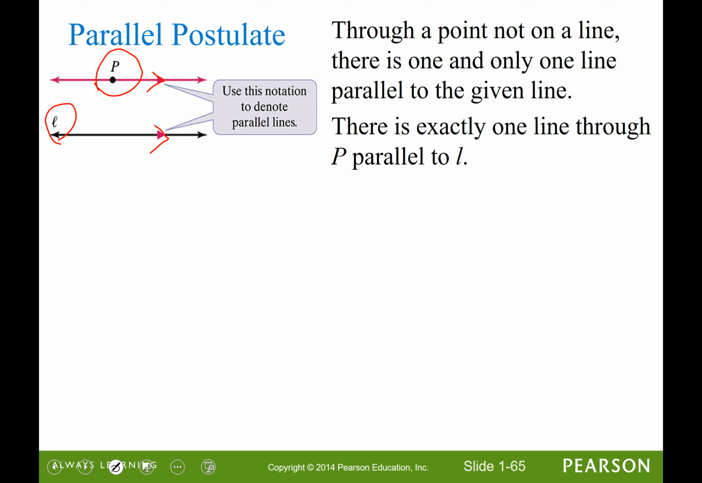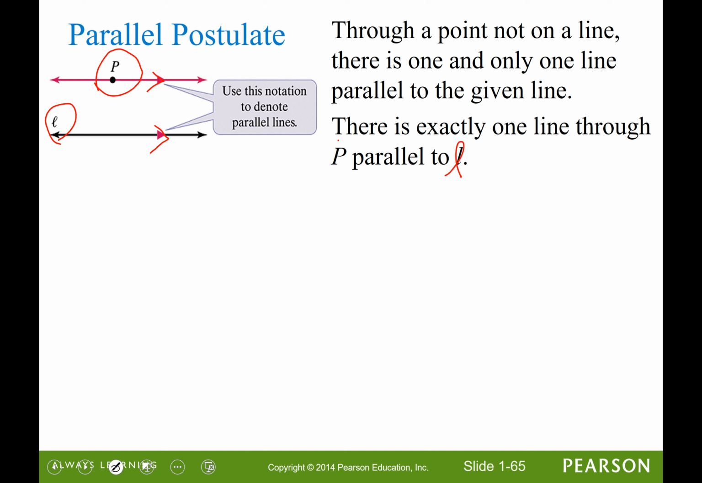All right, so now that we know what all of that notation means, through a point not on a line, there is one and only one line parallel to that given line. There is exactly one line through point P parallel to line L, okay? Point P, like that. All right, and that is the parallel postulate. So there's exactly one line through P parallel to L.